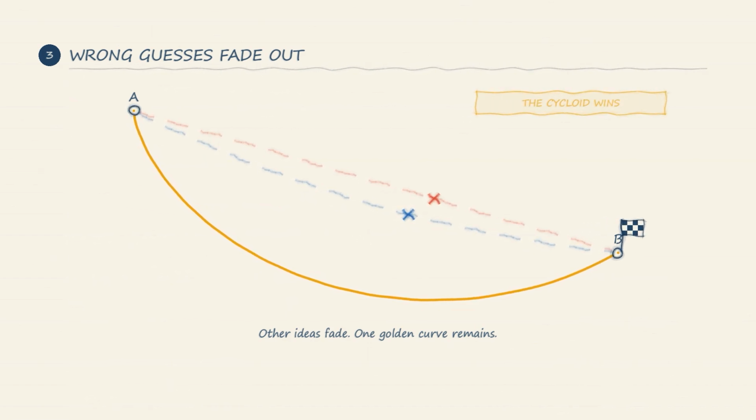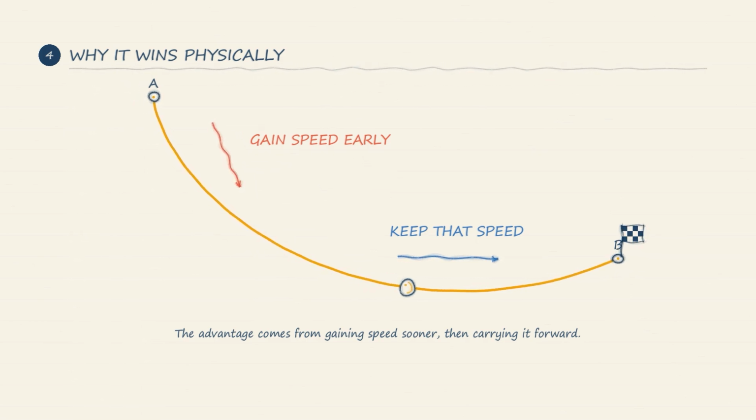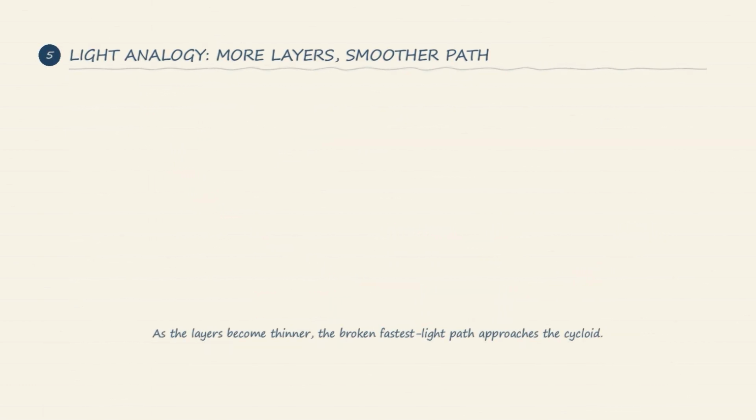The remaining golden curve is the cycloid. One clear winner replaces a screen full of competing guesses. The cycloid drops steeply, converting height into speed early. After the early acceleration, it glides efficiently toward B. Its advantage is when speed is gained, not simply how deep it goes.